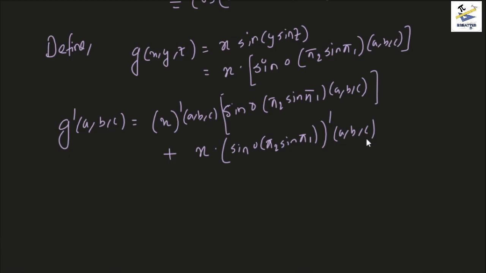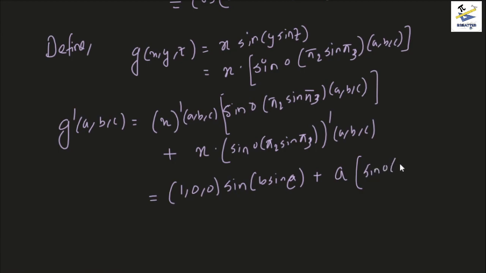So the first one gives us, since x is basically pi 1, x prime is 1 comma 0 comma 0 times sine of b sine c. It was actually z, so it should be pi 3, b sine c, plus a times the derivative of sine of pi 2 sine pi 3 at the point A comma B comma C.